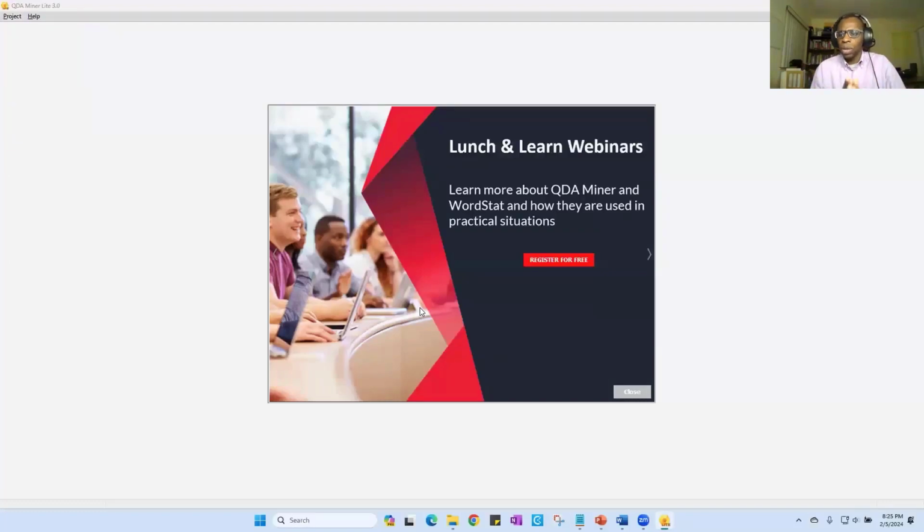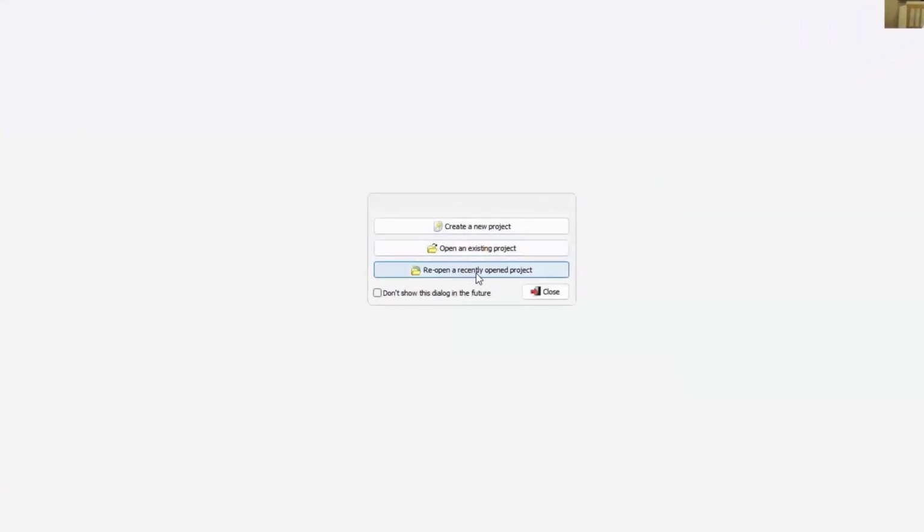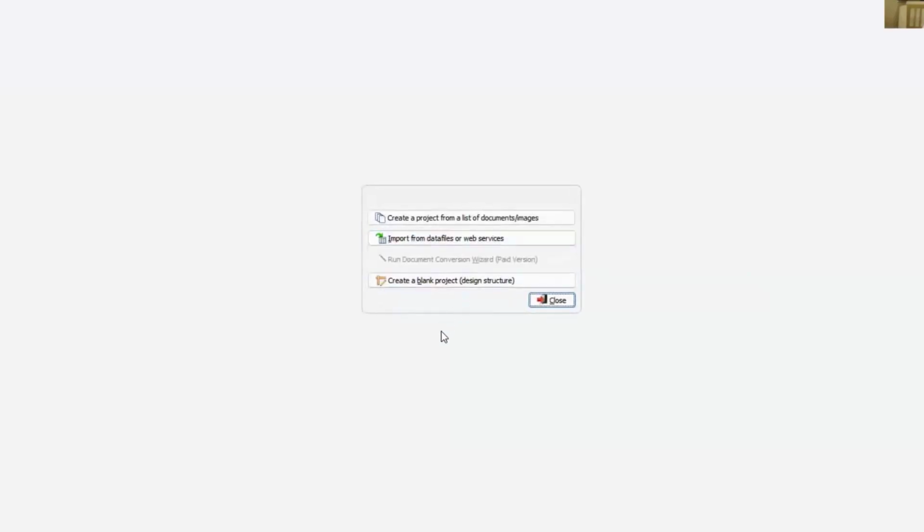I'm going to try to use a free tool. Now, there's another tool that you can use as well, and the next time I teach this class, I'm going to use that tool. Okay, so then we're going to close this out, and then it says three options: create new project, open existing project, or reopen a recently opened project. So we're going to say create new project. And then we're given three more options. It says create a project from a list of document images, import data files from the web.